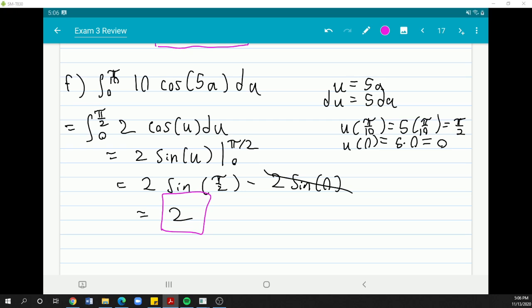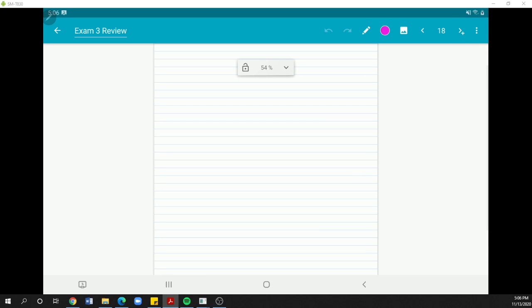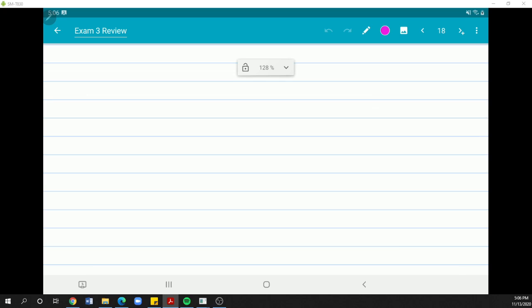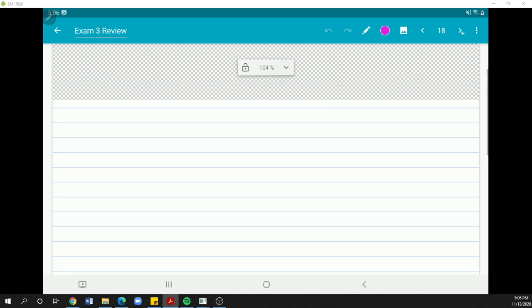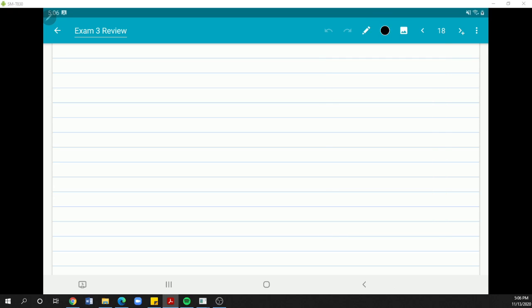One last problem, and this one is tricksy. So what is the trick? FG. So we have the integral from 1 to 4 times root 1 plus t squared times t to the 5th dt. So here we have to use u substitution, but we have to be a little bit clever.